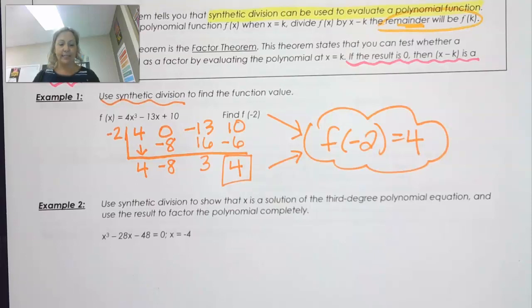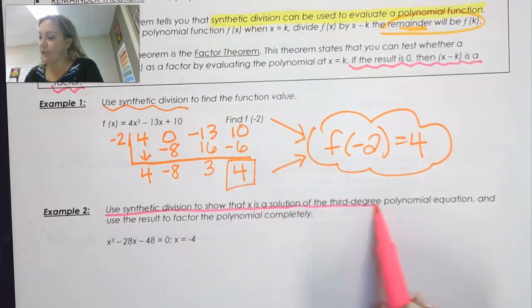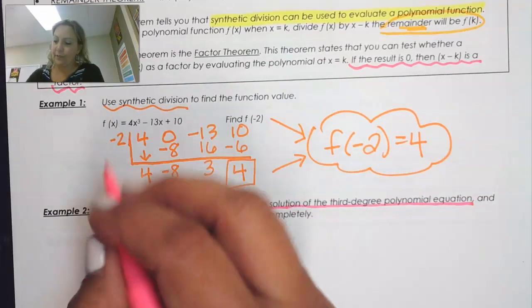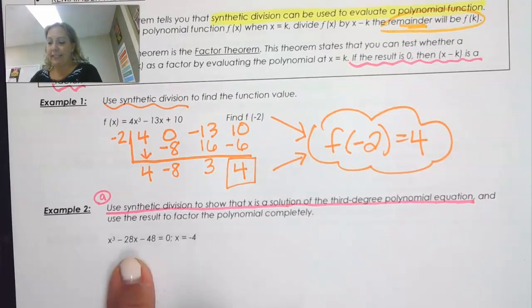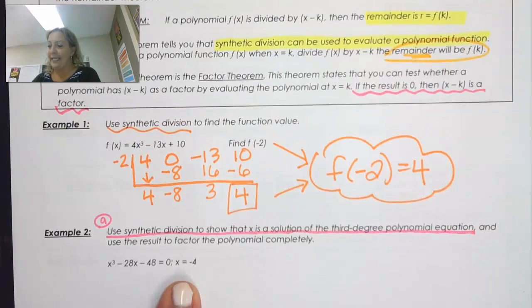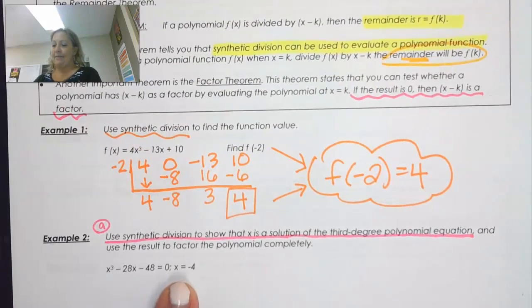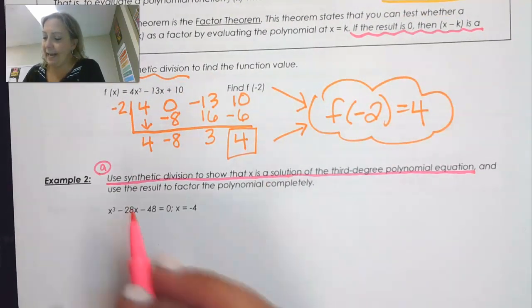Let's look at example 2, and we'll see when we will find a factor. This says to use synthetic division to show that x equals negative 4 is a solution of the third degree polynomial equation. That's what we're going to do first. And then we'll use the result to factor the polynomial completely. So here is our third degree polynomial, x cubed minus 28x minus 48 equals 0. And it's telling us that x equals negative 4 is a solution. So that should go in evenly, which means we have a remainder of 0. Let's try that out.